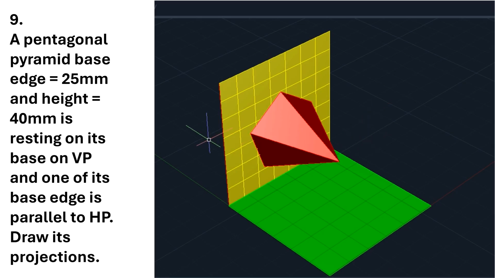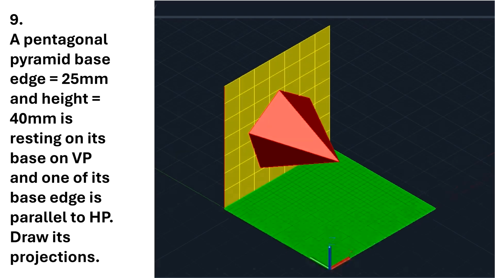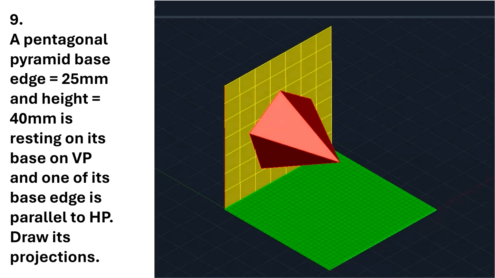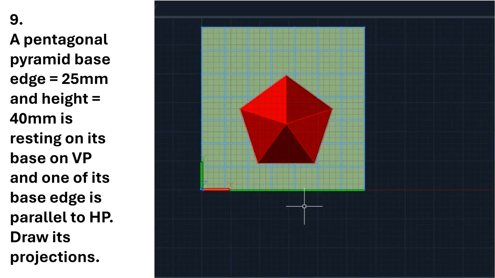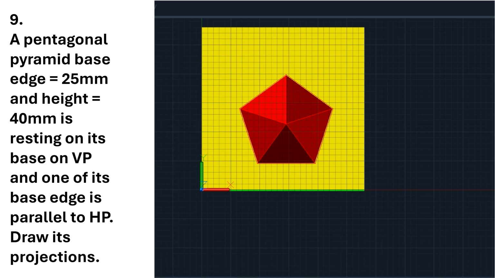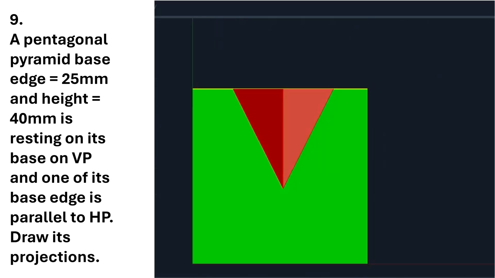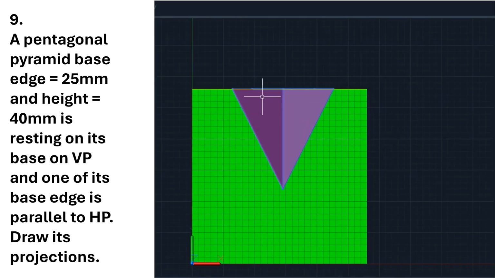Now I can see the front view, because in the front view I can see the base in its true shape. The front view will appear like this, like a regular pentagon. Then I can see the top view. In the top view I can see only these two faces, and the other three faces cannot be seen, and I can mark that there. The other three faces are not visible, which is marked by dotted lines.